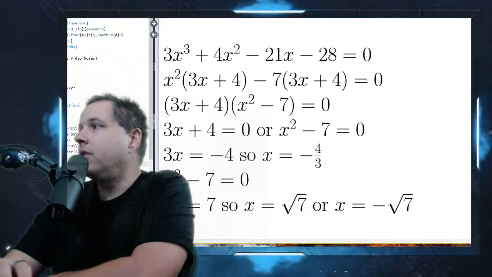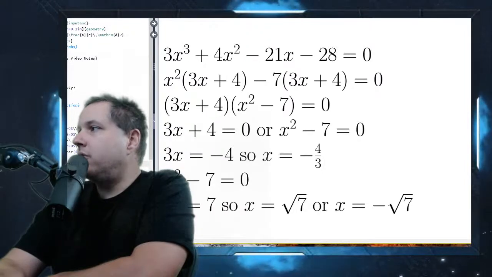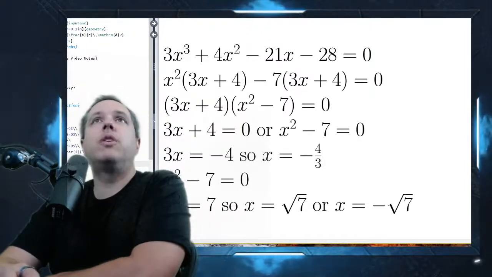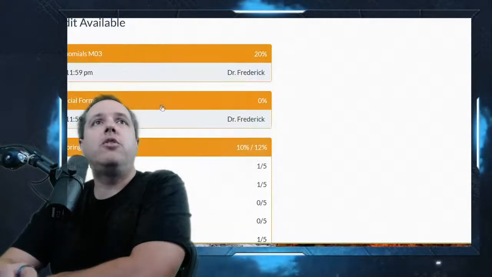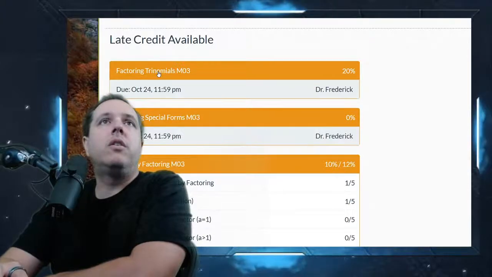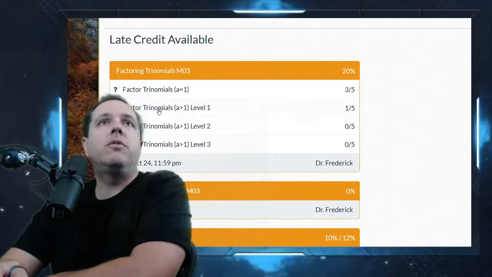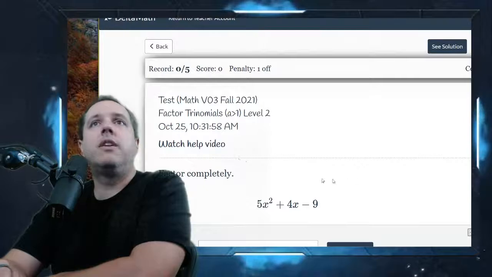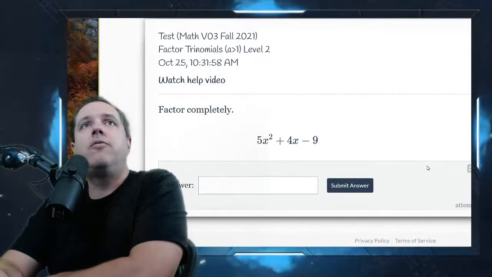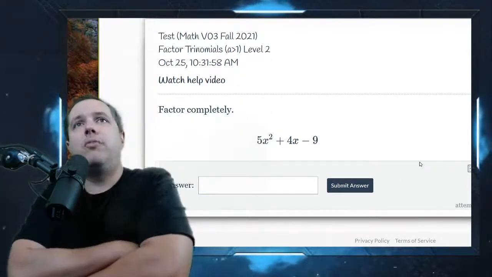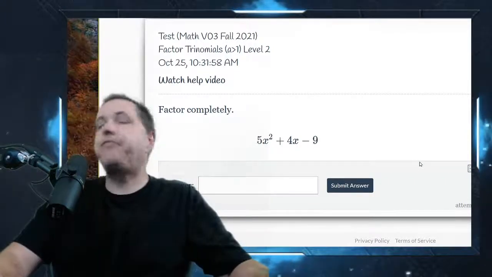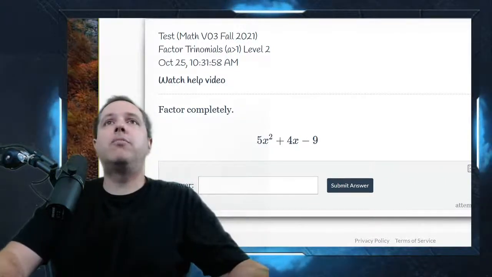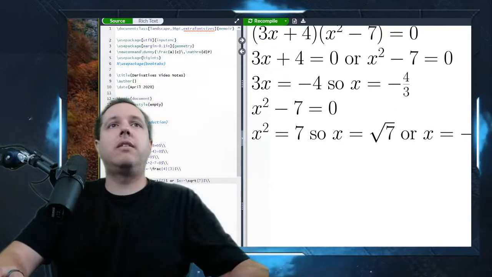Okay, all right. So then factoring trinomials level 2. That's a question we want to look at. Factoring trinomials level 2. Okay, let's take a look at one of those. Factor completely: 5x squared plus 4x minus 9. Okay, 5x squared plus 4x minus 9.